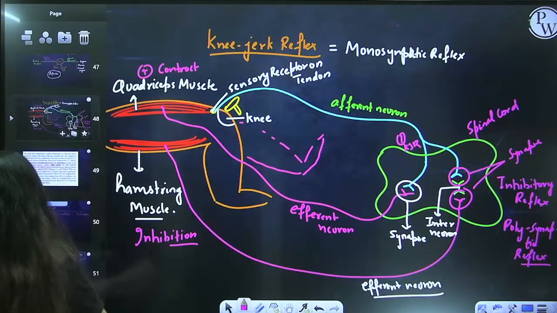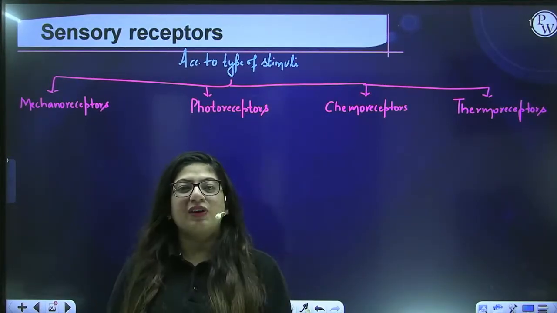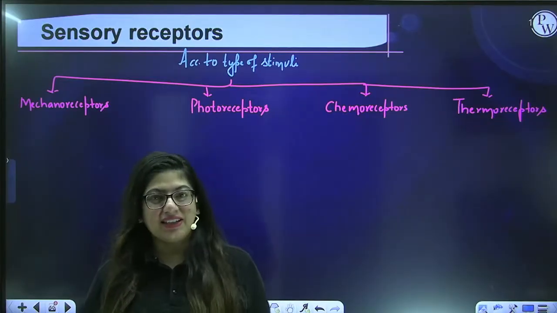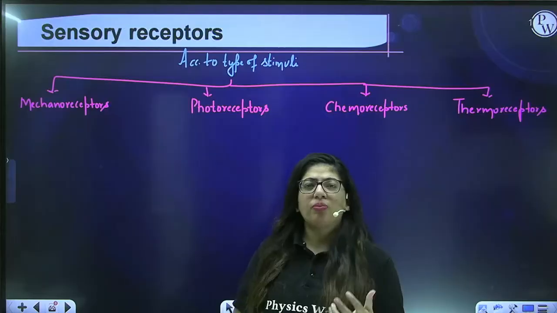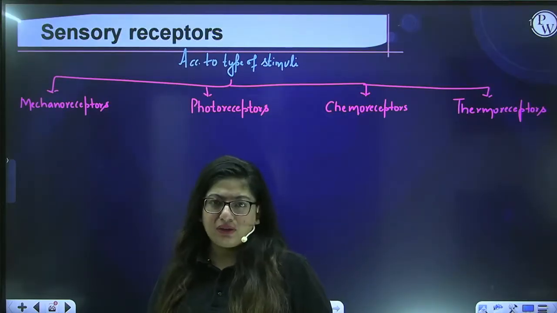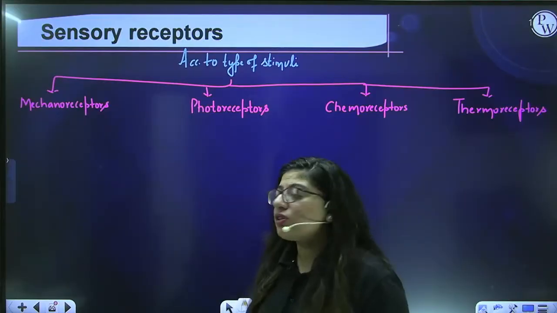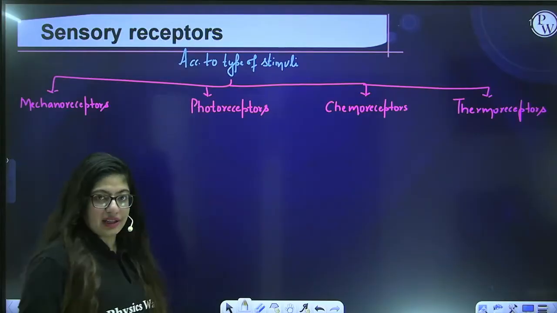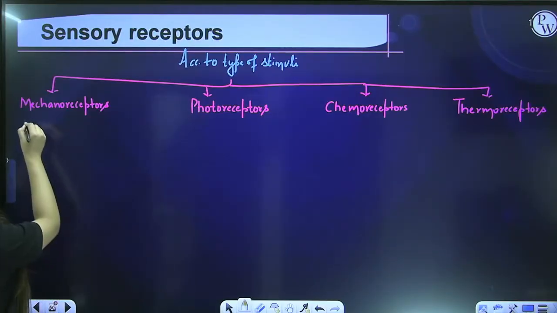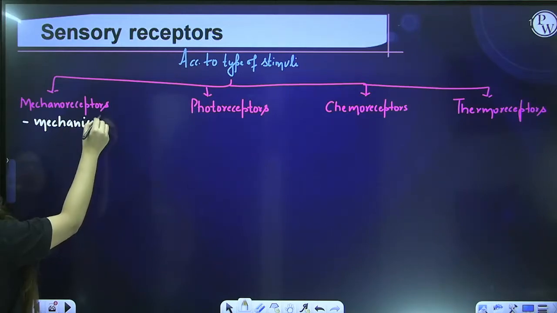Let's talk about the sensory receptors now. So let's get started with the sensory receptor. Now, what are sensory receptors? These are small proteins which are innervated by neurons and they receive the input of sense, right? So there are different types of sensory receptors according to what type of stimulus they receive. So first we have the mechanoreceptor. So the stimulus is usually mechanical. Let me give you an example.